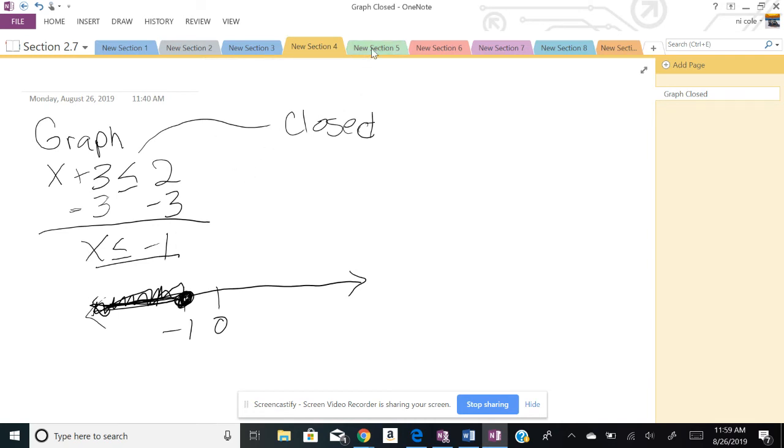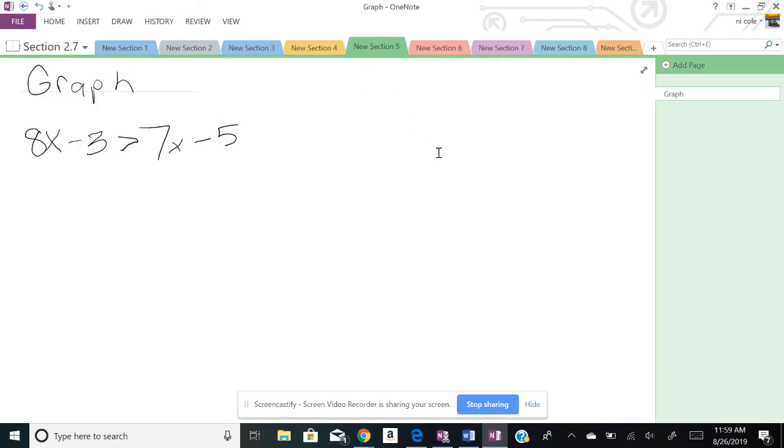All right, our next example. It's a lot of numbers, but it's not really any different than when we had an equal sign, so don't forget that. The first thing I want to do is get all the x's on one side of the equation, and I am going to do that by subtracting 7x from both sides of the equation.